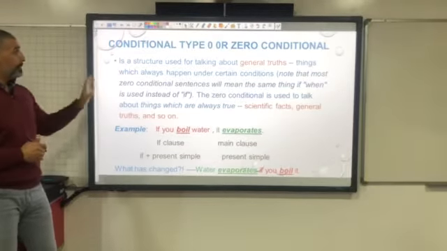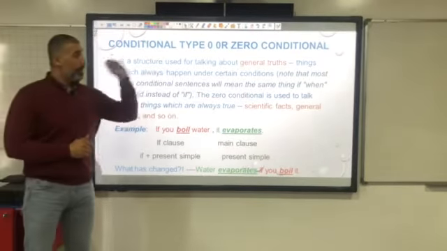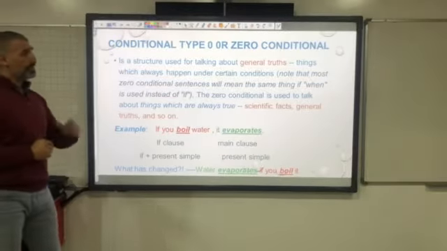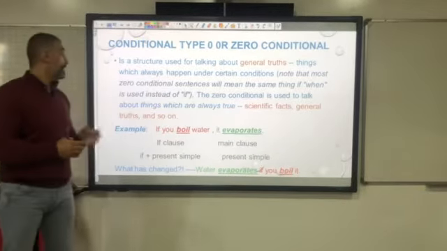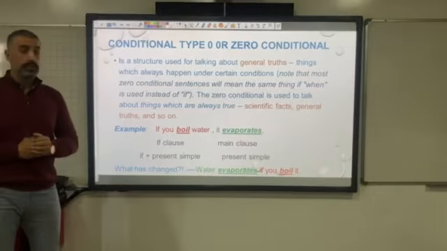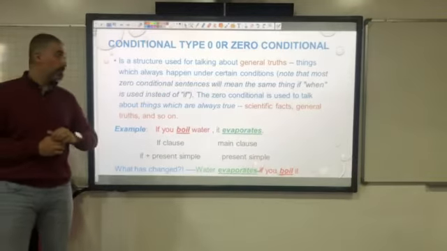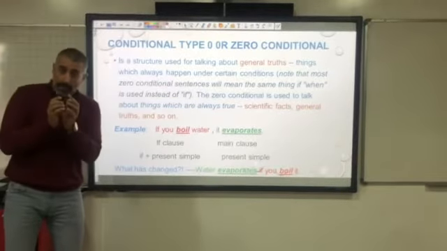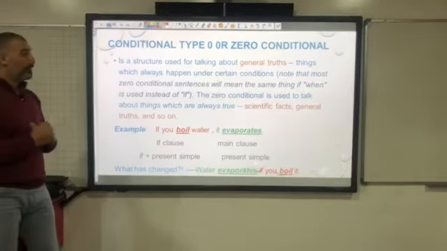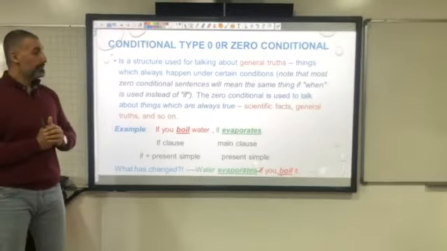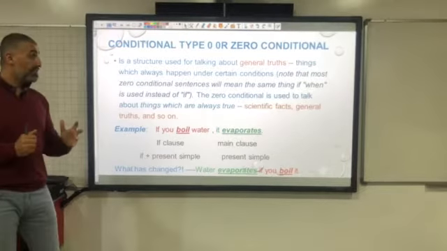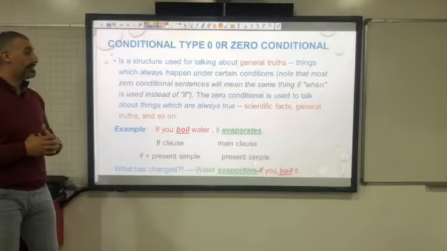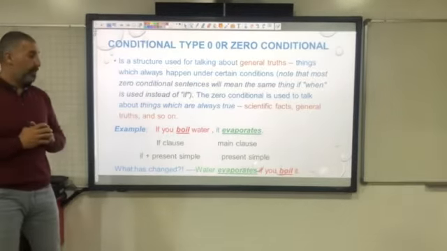To begin with, we're going to start with conditional type 0 or zero conditional. It is a structure used for talking about general truths, things which always happen under certain conditions. And we have to note that most zero conditional sentences will mean the same thing if when is used instead of if. The zero conditional is used to talk about things which are always true, like scientific truths, scientific facts, general truths, and so on.